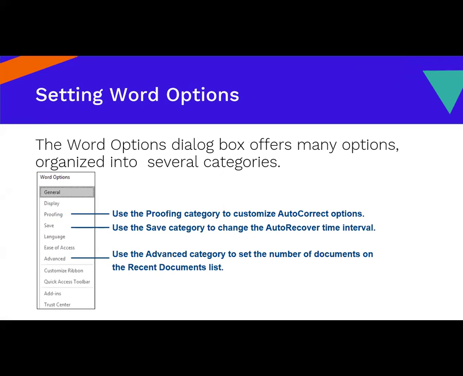So setting Word options. The Word options dialog box offers many options organized into several categories. So you can use the proofing category to customize autocorrect, use the save category to change the auto recover time interval, use the advanced category to set the number of documents in the recent list.